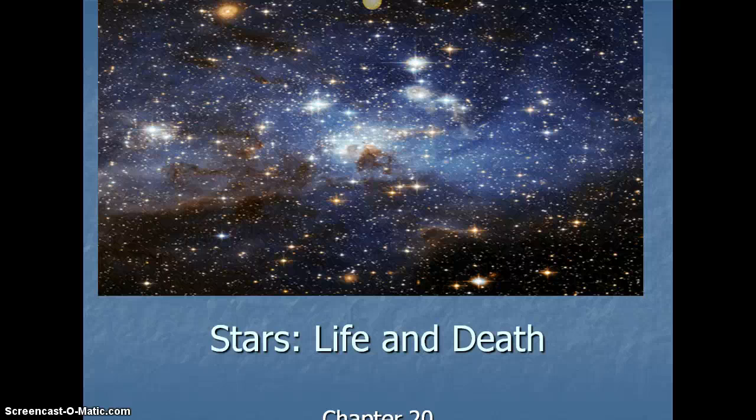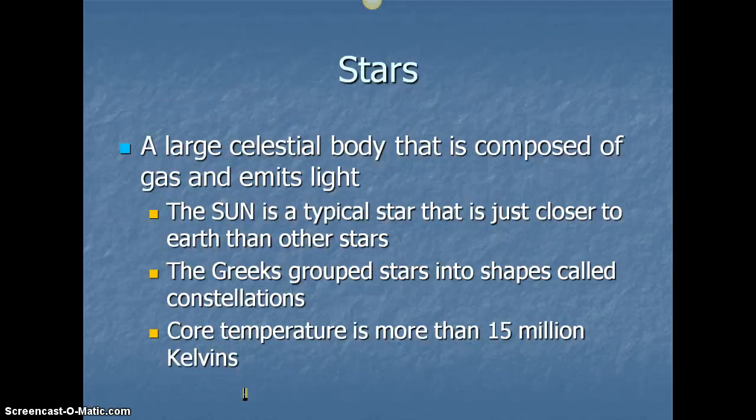Hi class, this section is going to be looking at stars, the life and death of stars, how they are formed and what their life cycle looks like. So a star, by definition, is a large celestial body that is composed of gas and emits light. Our sun is a typical star. It's just an average size star, not any bigger or smaller than other general stars.